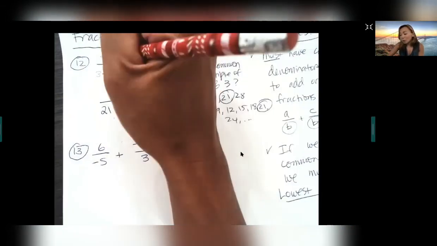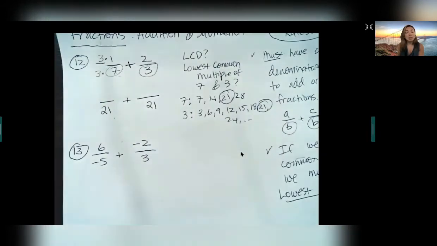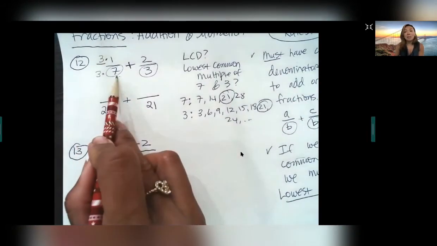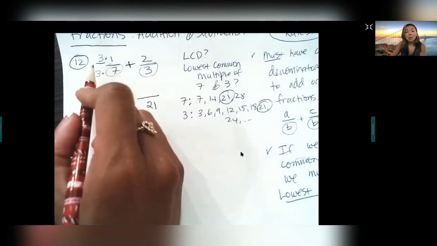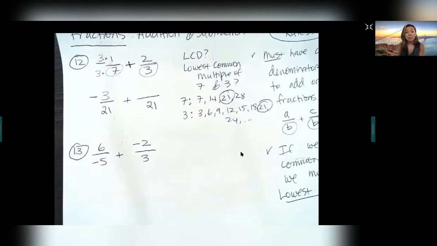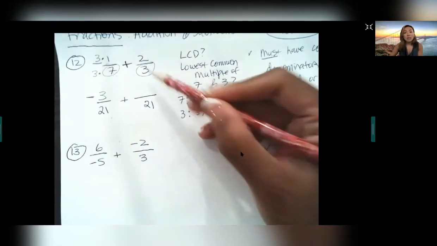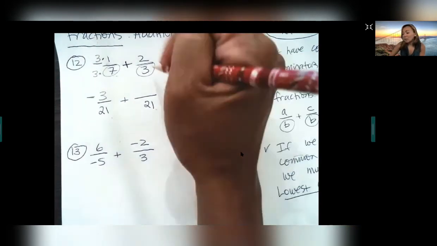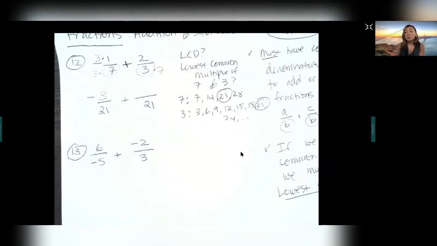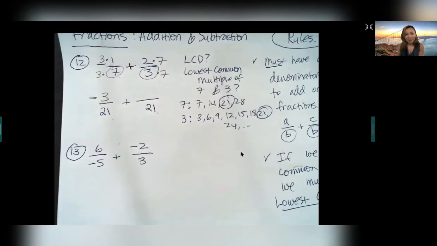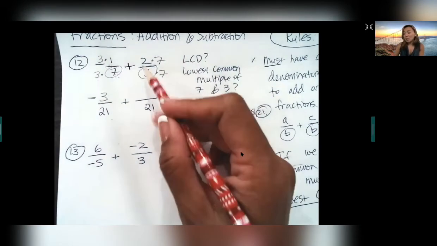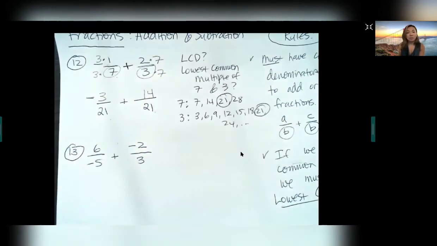So if I multiply by 3 in the bottom, I must multiply by 3 on top. So 3 times 1 is 3 on top. And don't forget that negative sign that's sitting out there. Next up, 3 to 21. What do I need to multiply by to get to 21? I need to multiply by 7. And whatever I do to the bottom, I must do to the top, because math is all about being fair, right? You've got to keep it fair. So here, 2 times 7 gives me 14.